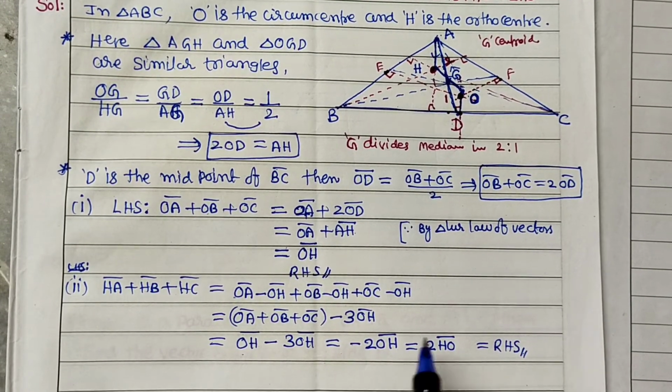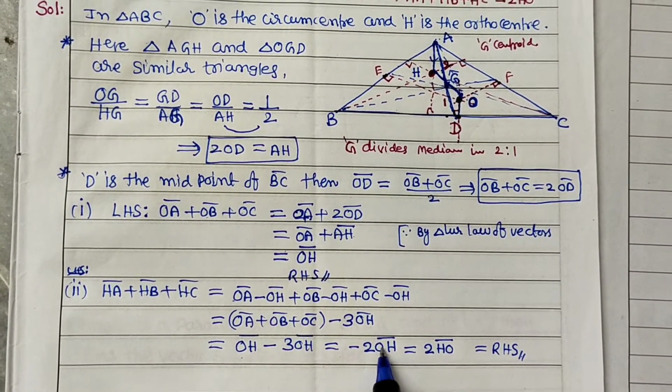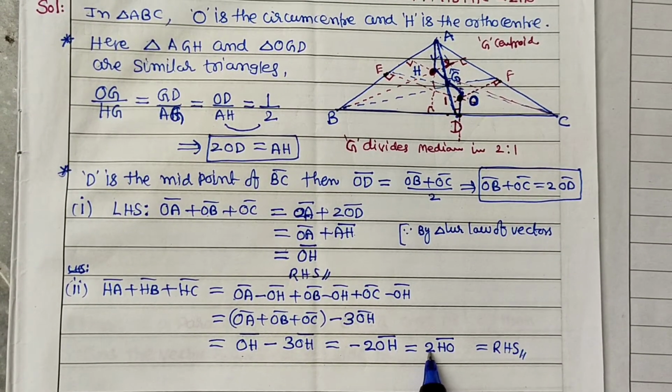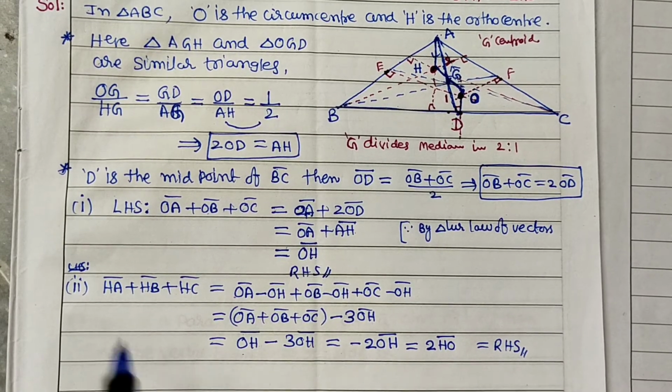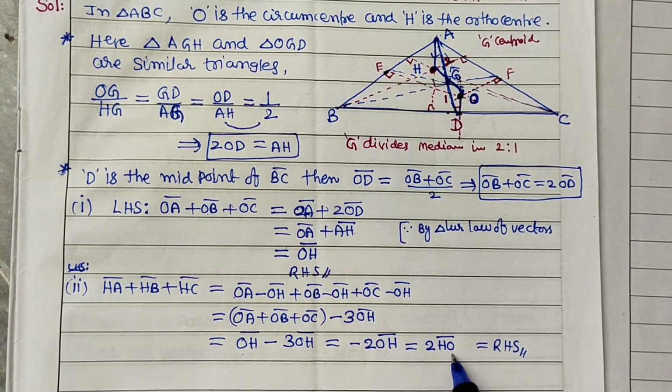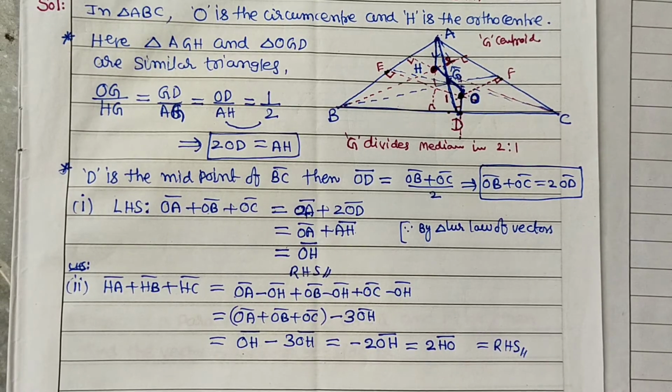So if you remove this minus, these two will be interchanged. The position of the vector will be changed. The direction will change as 2 times of HO bar. So HA bar plus HB bar plus HC bar equal to 2 times of HO bar. So both the questions we completed.